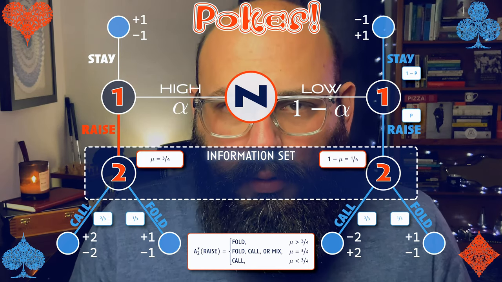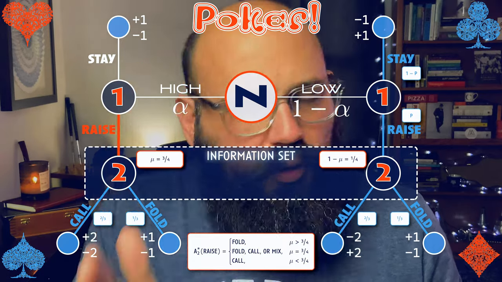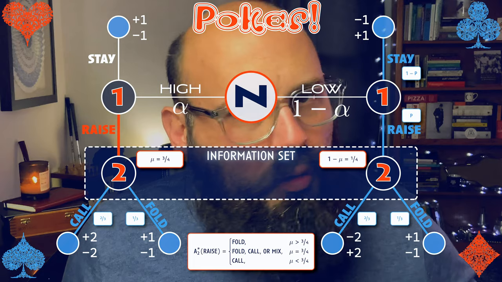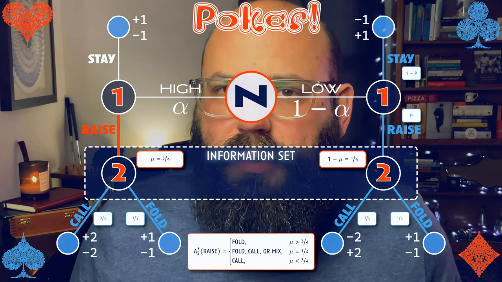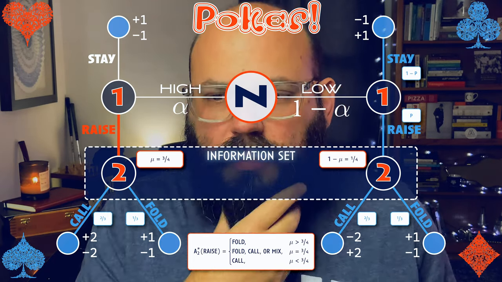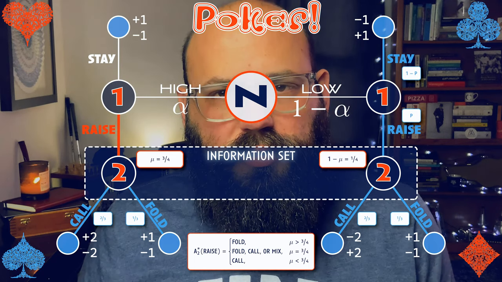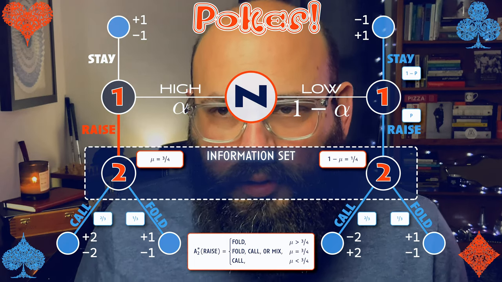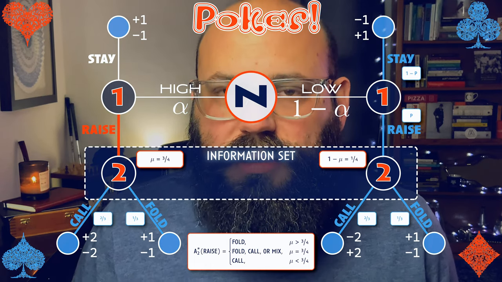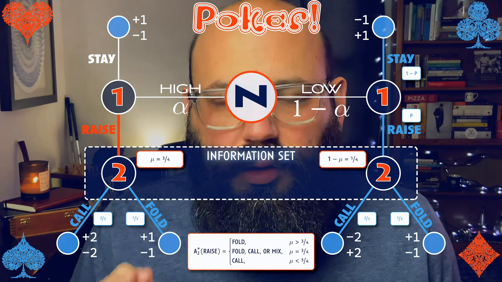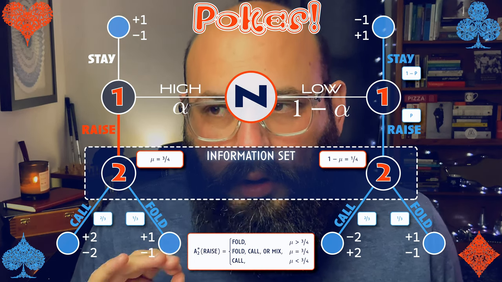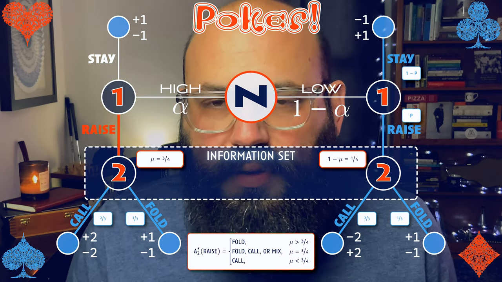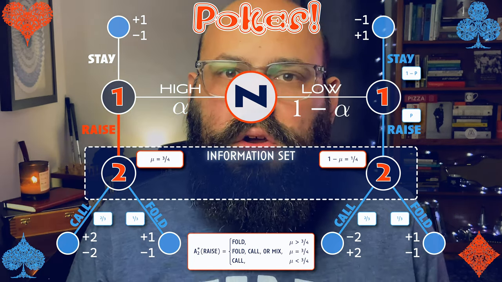So as of right now, the high type is raising for sure. The low type is mixing with some probability P that we don't know yet. Player 2 is mixing, where they fold 1/3 of the time. And now we need to find out what that mixing probability is. How are we going to get that? How are we going to find out the mixing probability? This is the final pause the video moment of today. What device can we use to find the low type's mixing probability P, conditional on everything that we've set up to this point? Pause the video.